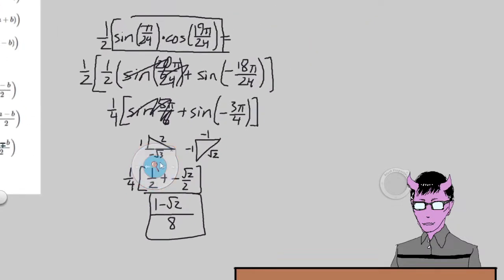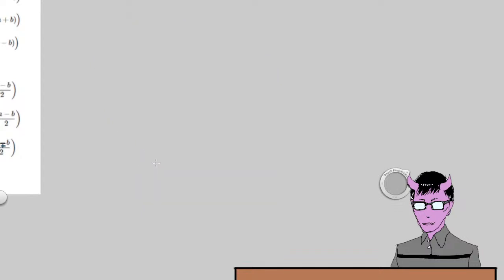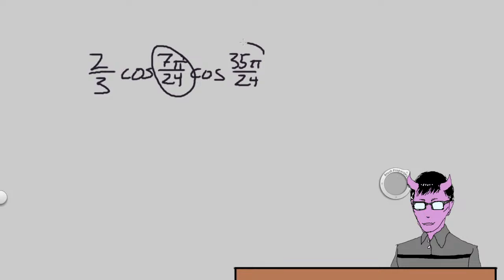No check this time. I'm feeling kind of lazy, so time to move on. Next problem up, we have 2/3 cosine of 7 pi over 24, and then times cosine 35 pi over 24. So the numbers are a little wackier, but that's okay.